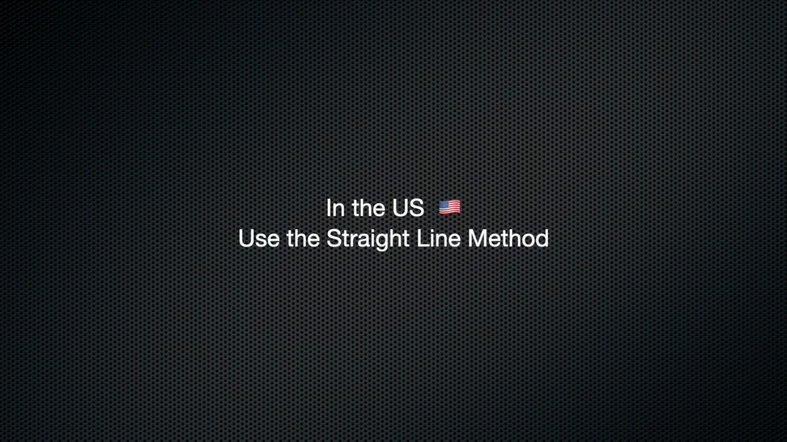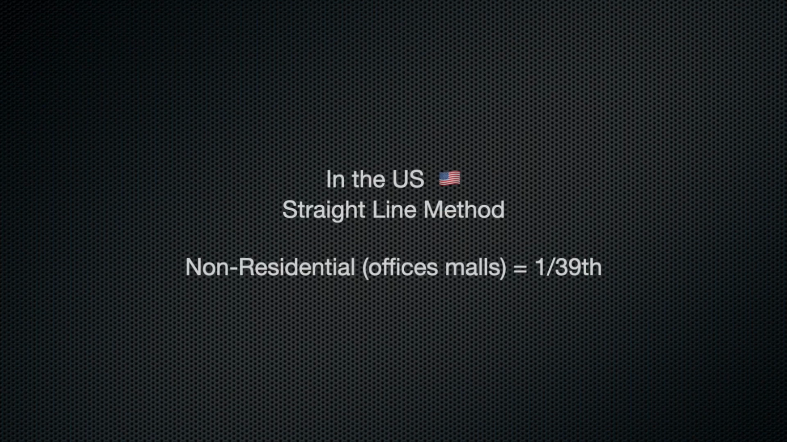Once we have the depreciable base calculated, we will use the straight line method to find the depreciation for US properties. For some reason, in the US, for non-residential properties like offices and malls, depreciation is spread over 39 years. Why 39? I don't know. For residential properties in the US, it's 27.5 years.